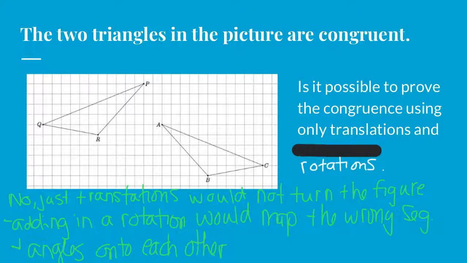Here's what I thought. I thought no. Just translations would not turn the figure. Remember, that's just a shift. Adding in a rotation would map the wrong segment and angles onto each other, so I don't think that's going to work.